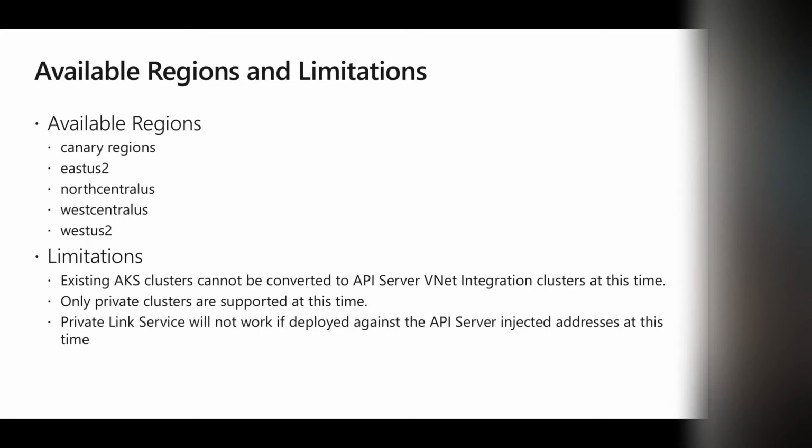Second thing is, at the moment, only private clusters are supported with this. And third thing to know is, as we already talked about, with this VNet integration model, you cannot create private endpoints on top of it. So there is no private link service that you can put in. You cannot have both. You can only have one. So once you have the API server VNet integration, you cannot put private link service on top of it.